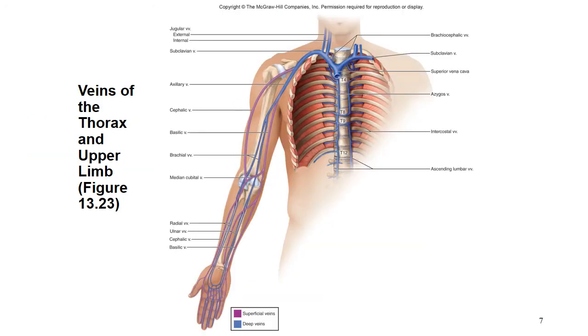Same concept, but now with veins. And if we're not mentioning that, you don't have to know them. So if you see something like azygous or cephalic, those are ones you don't have to know. You only have to know the ones on the worksheet.